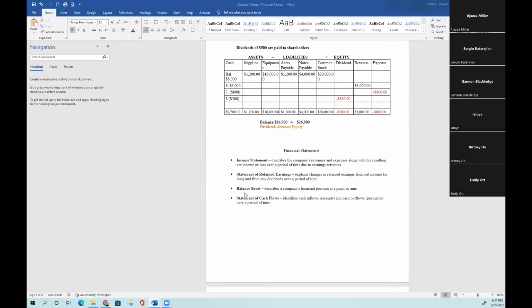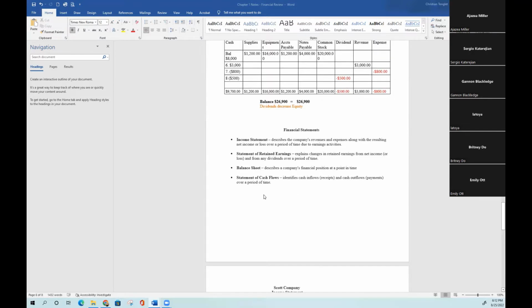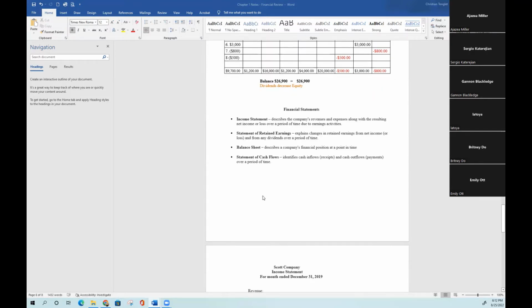You also have a balance sheet. The balance sheet looks like that equation: the assets, the liabilities, and the owner's equity. I want you to be familiar with those types of accounts and be able to identify them, and we'll go over them in just a minute.